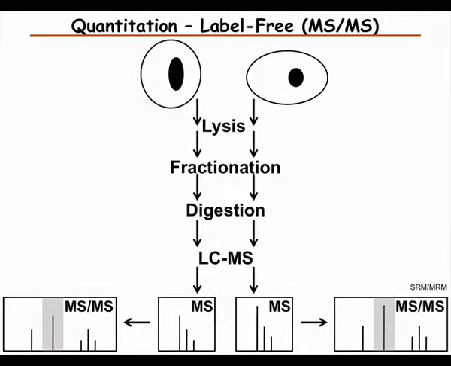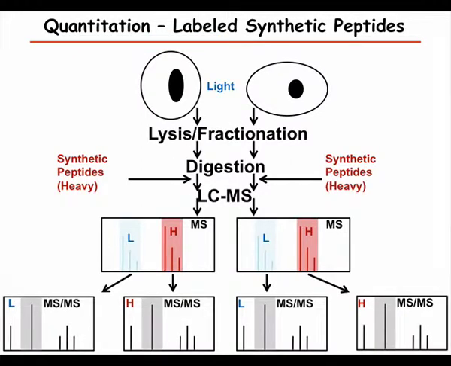So this is the label-free case where we look in MS. More commonly, what we do is add synthetic heavy peptides to each sample. In MS we see the ratio, but we then fragment each of them and look at a few of the fragment ions. This is quite a common strategy nowadays to quantify a targeted set of proteins.